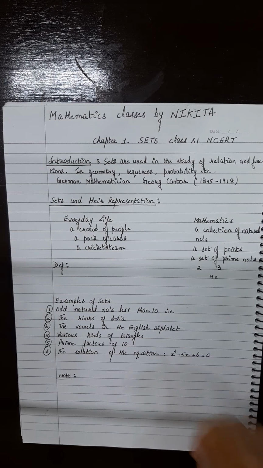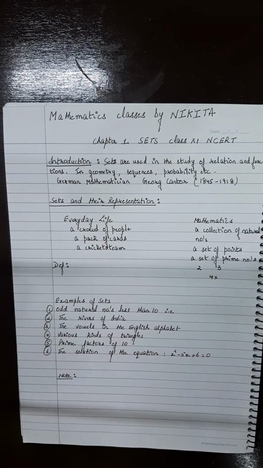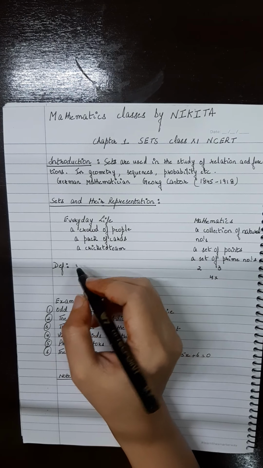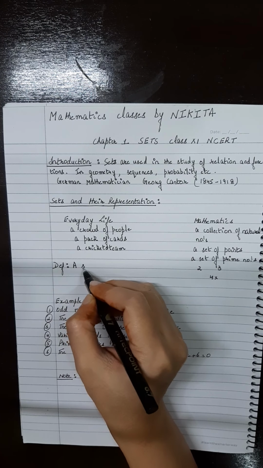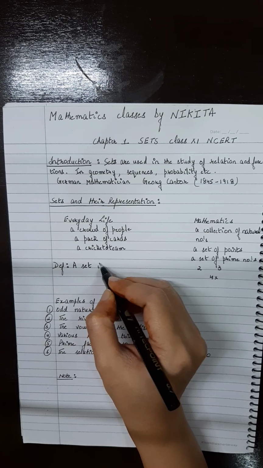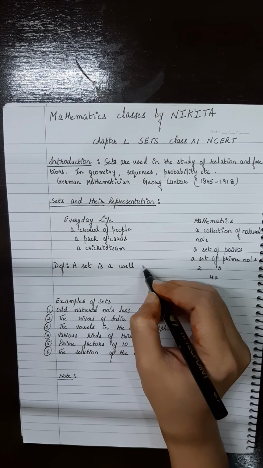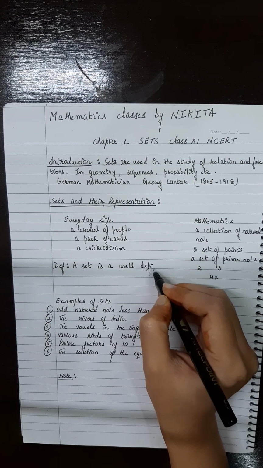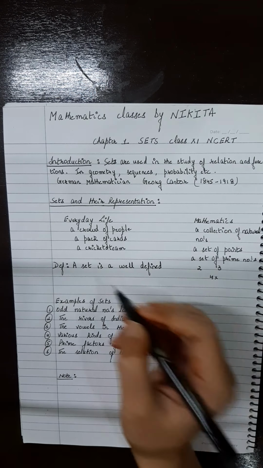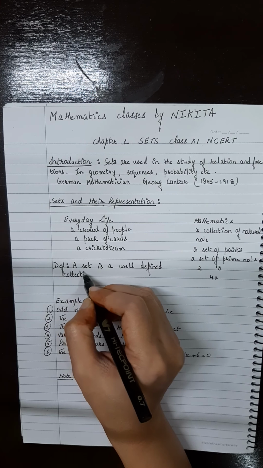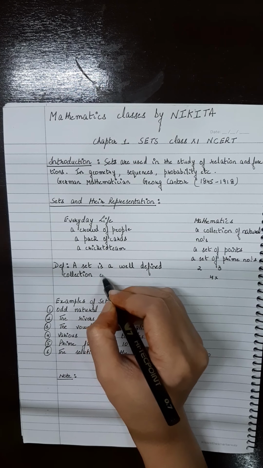So now let us see what is the mathematical definition of a set. The mathematical definition of a set is: a set is a well-defined collection of objects. Well-defined collection of objects.